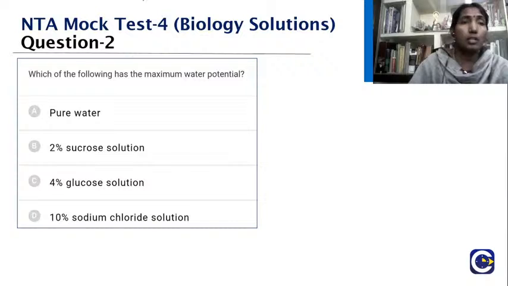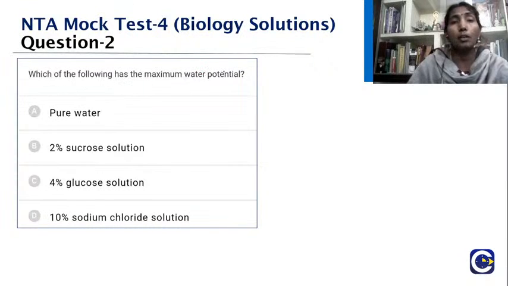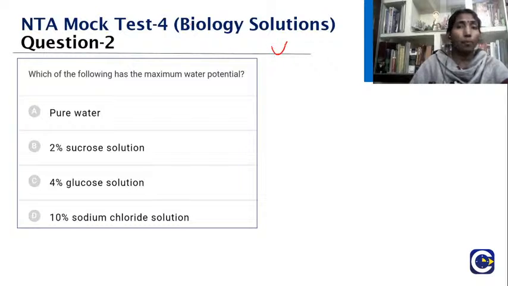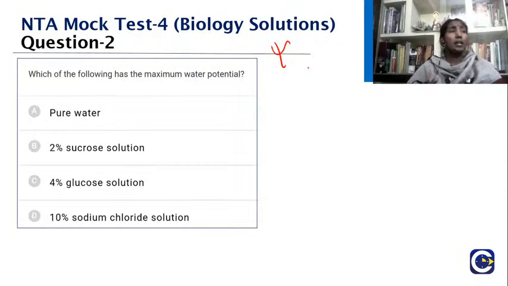The next question here is, which of the following has the maximum water potential? Pure water, 2% sucrose solution, 4% glucose solution, 10% sodium chloride solution. First we should know what is water potential. I hope you all know this psi, which denotes the water potential. It is the potential energy of water per unit volume relative to pure water, expressed in units of pressure. Water potential decreases with increase in solute concentration.